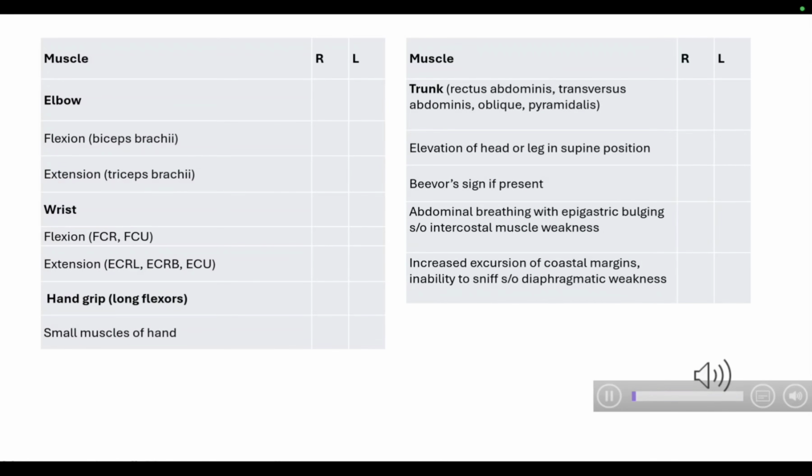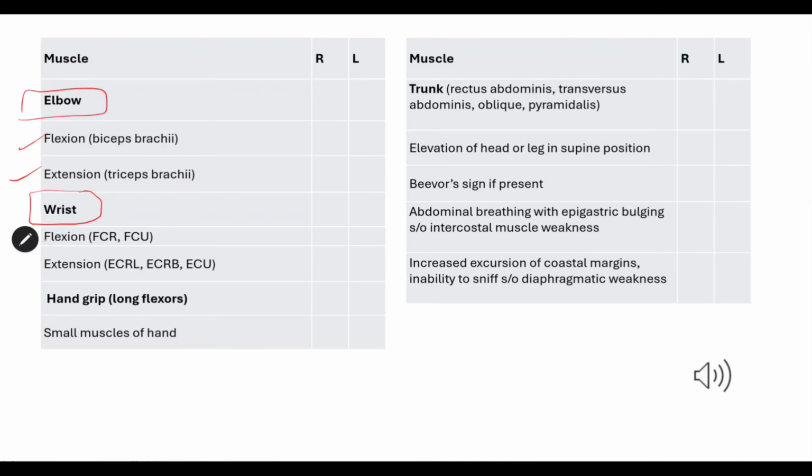Moving down the arm, our checklist requires testing the elbow for flexion and extension, the wrist for flexion and extension, the overall hand grip utilizing long flexors, and finally the small muscles of the hand. We check both the right and left sides meticulously. This step-by-step approach lets you differentiate between a localized peripheral nerve injury, like a radial nerve Saturday night palsy, and a central brain injury.